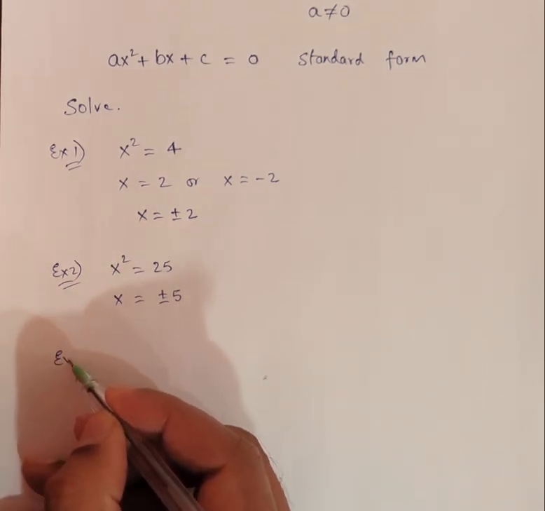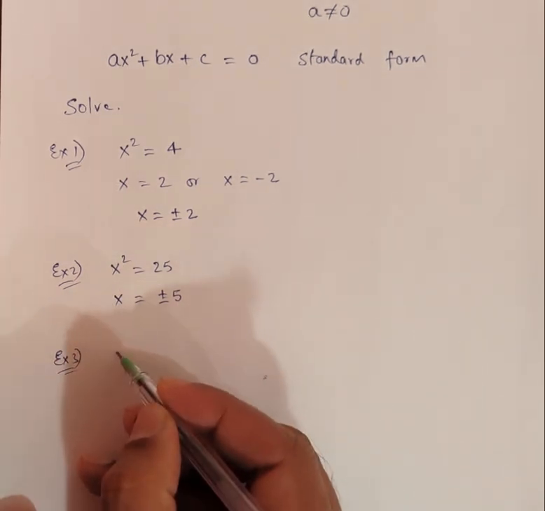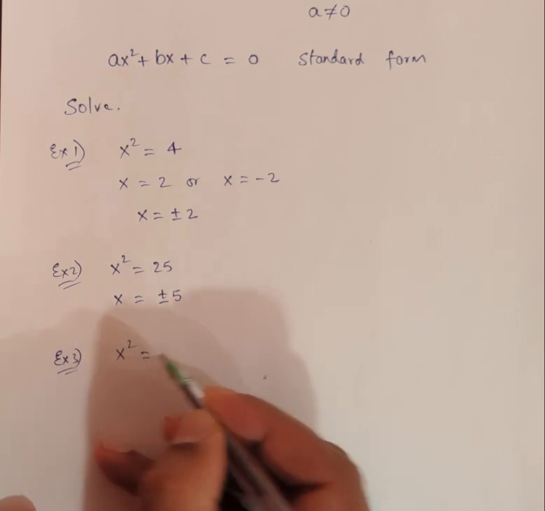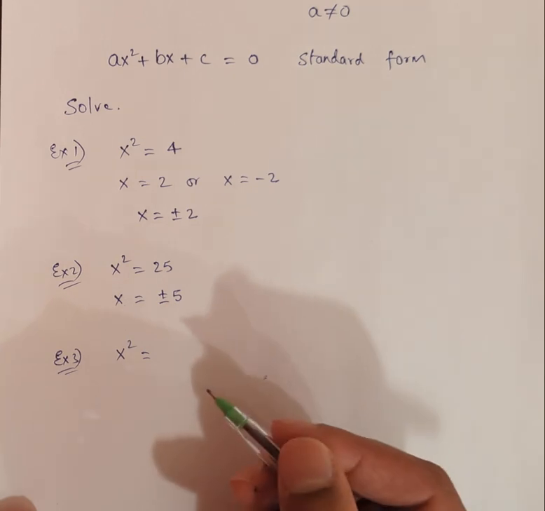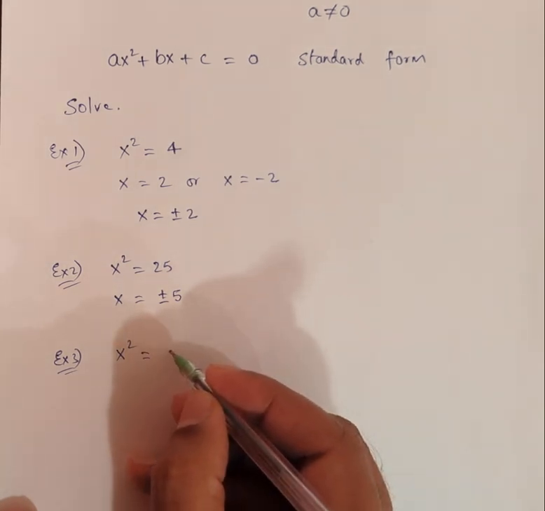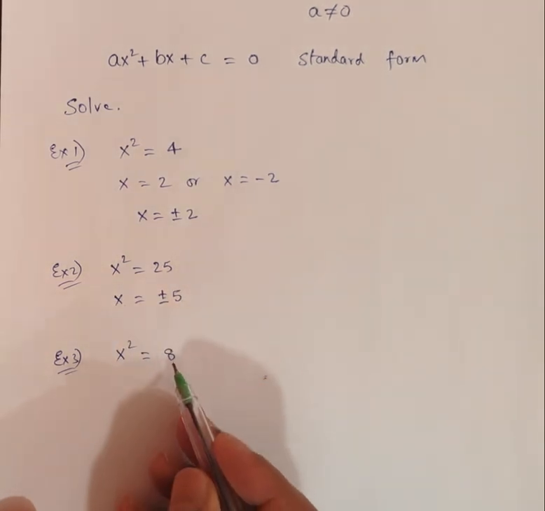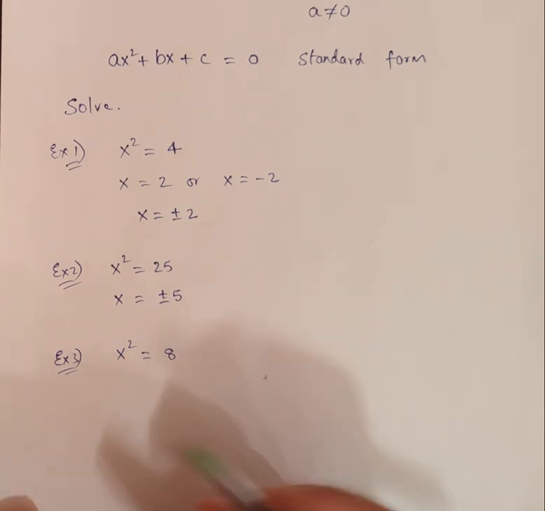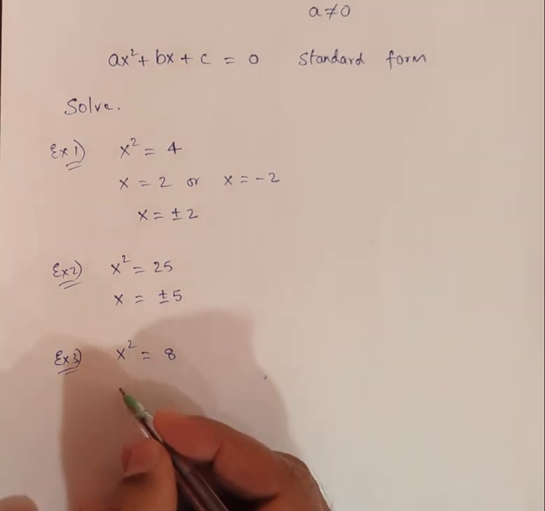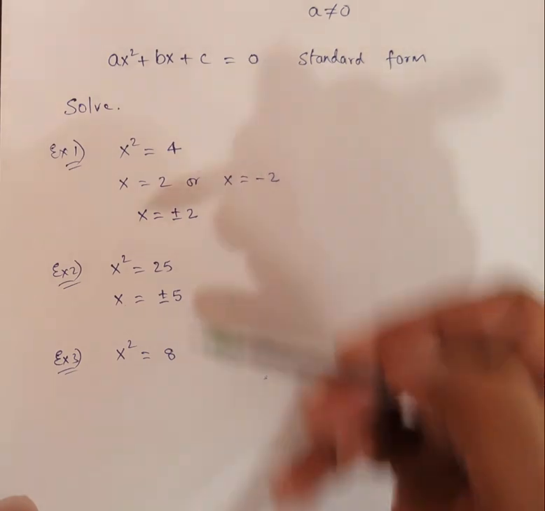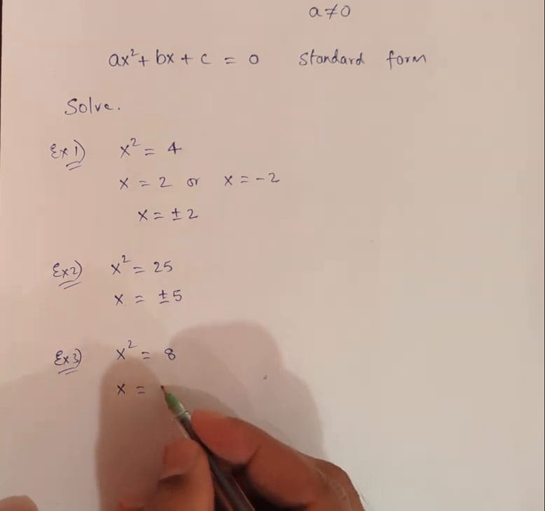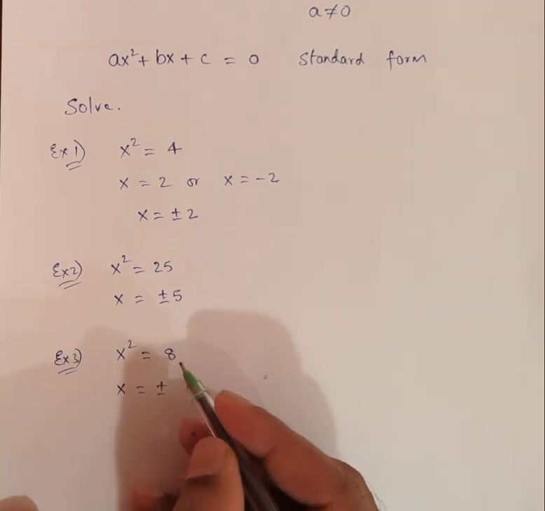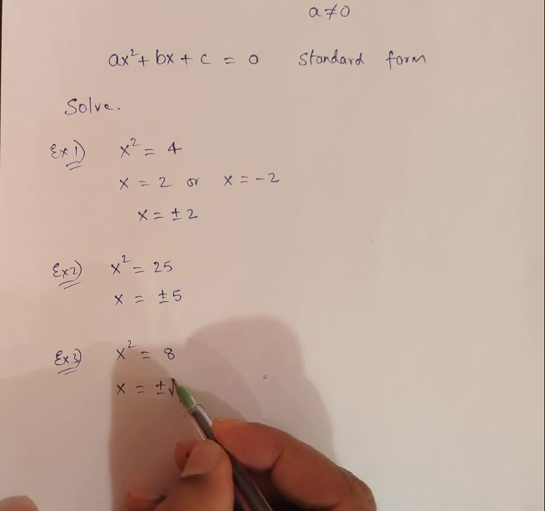Now let's look at another equation where it's not a nice number like 4 or 25. So let's say I have x square is equal to 8. Now 8 is not a perfect square. So what do I do there? Just like in the previous two examples, I'm going to take x is equal to plus or minus square root of 8.